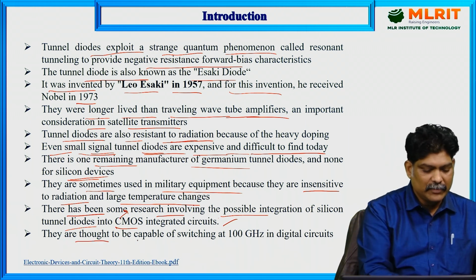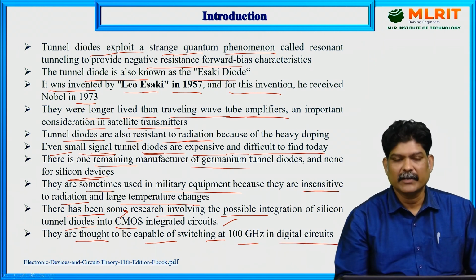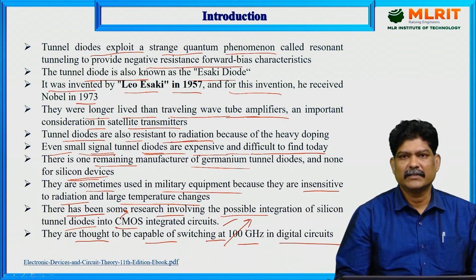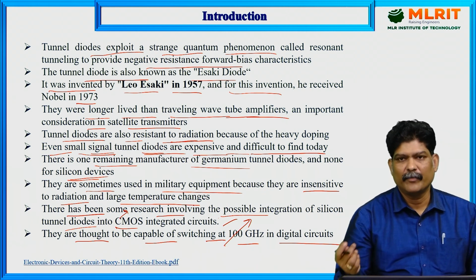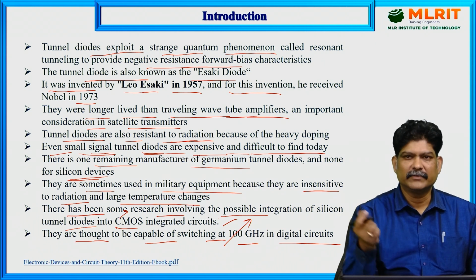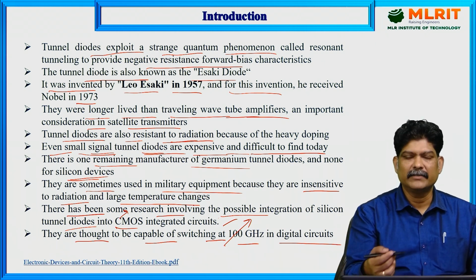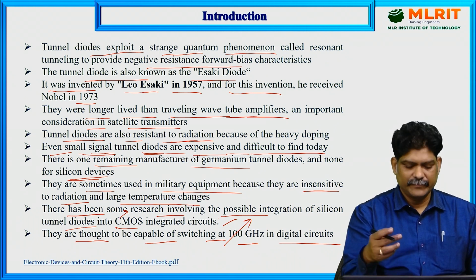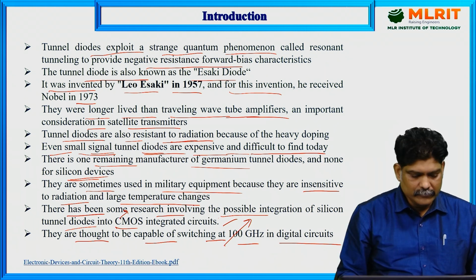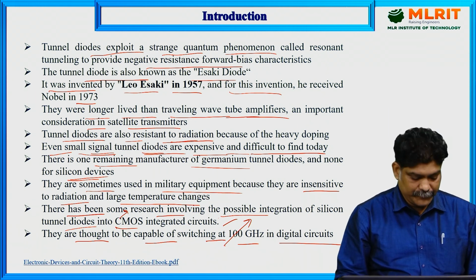They are thought to be capable of switching 100 gigahertz digital circuits. 100 gigahertz means very high frequency. As frequency increases, the size of the particular material becomes very compact. That leads to robustness, so they can sustain environmental changes. That is the introduction to the tunnel diodes.